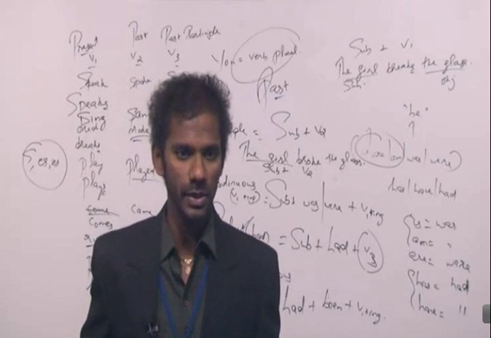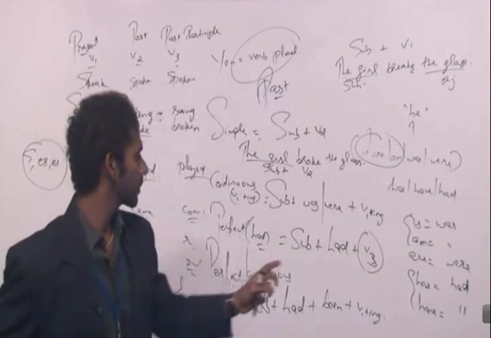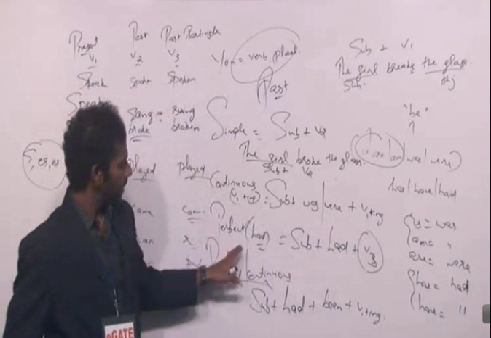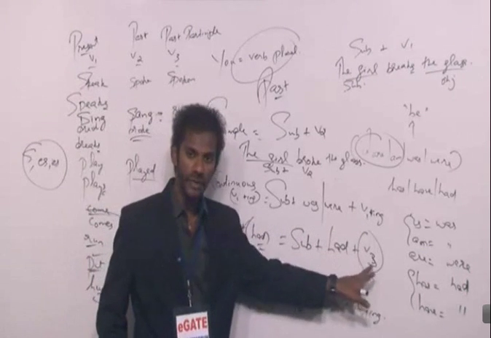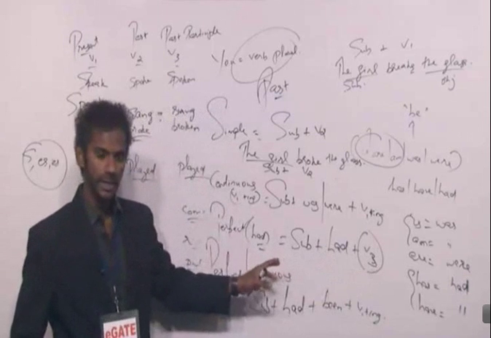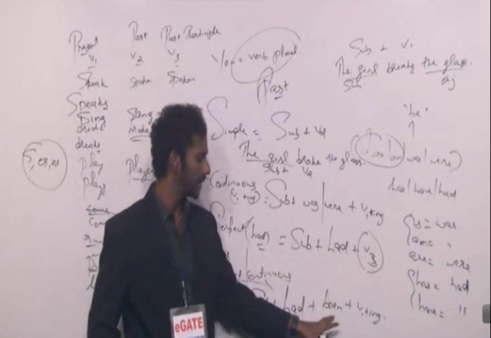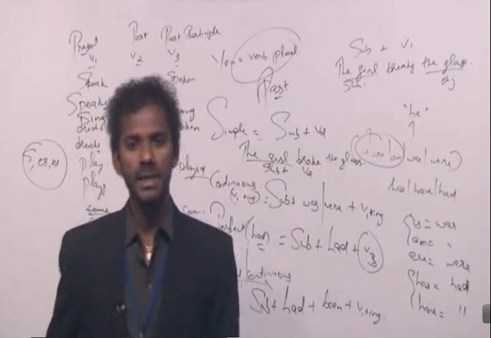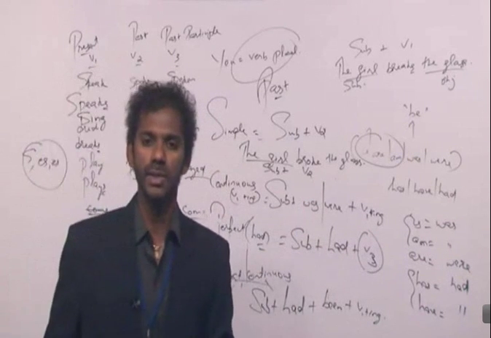Simple past is subject plus V2. Past continuous is subject plus was or were plus V1 plus ing. Past perfect is subject plus had plus V3. Past perfect continuous is subject plus had plus been plus V1 plus ing. Clear? So with this, the basic structure of past tense is also over.